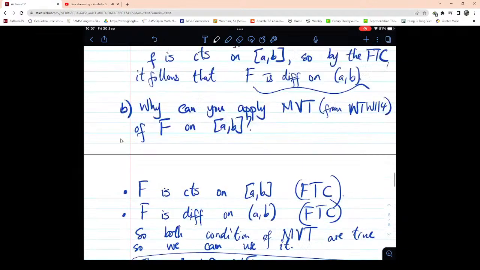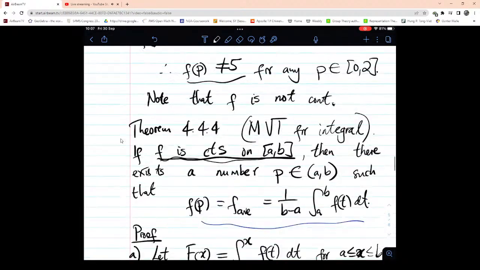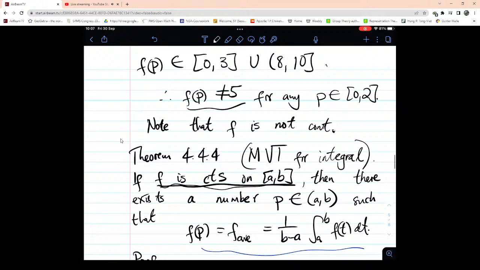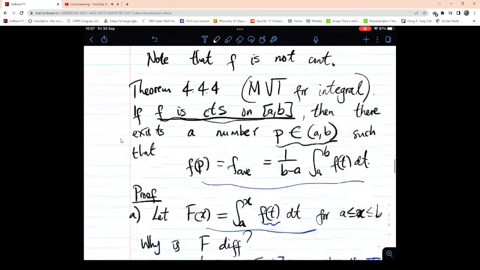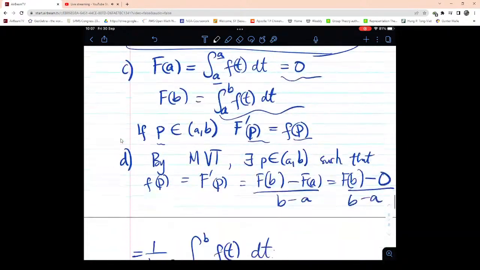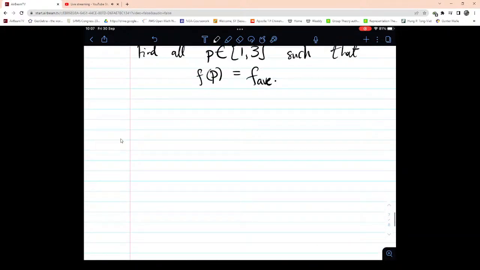So here let me just point out that the theorem tells us that we are guaranteed of at least one P that does this, but there could be more. In fact, if you look at this example, you might see that you will find more P's that will have this property. Right, so that is the end for the mean value theorem for integrals.